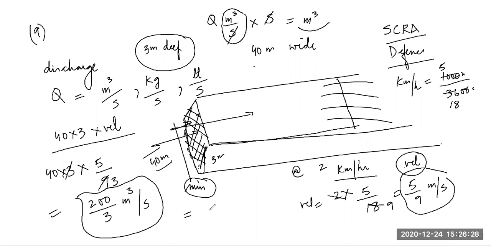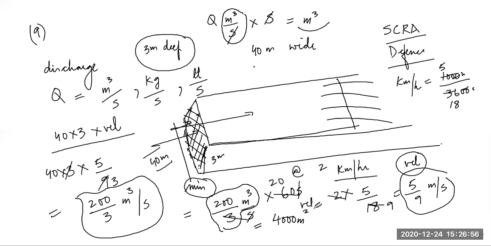All right, students. So the discharge would be 200 divided by 3 meter cube per second. That means in 1 second, this much water will fall in the sea. In 1 minute, which means in 60 seconds, how much water will fall? Second will cancel with second. So this will be equal to 3 into 20, 4000 meter cube of water will fall into the sea.